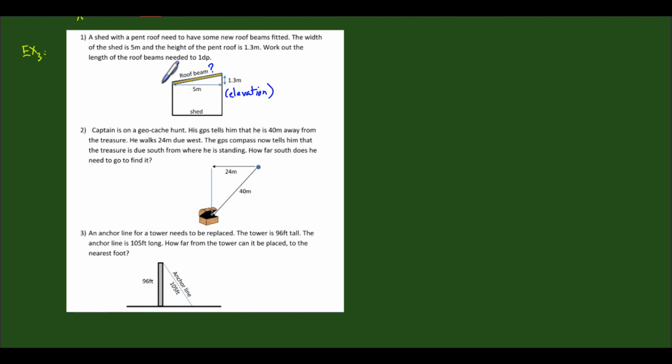You see that the shape right here must be a right triangle. Then this is the longer leg, this is the shorter leg, and this is the roof beam. They're asking you to work out the length of the roof beam needed to dp. dp is what?